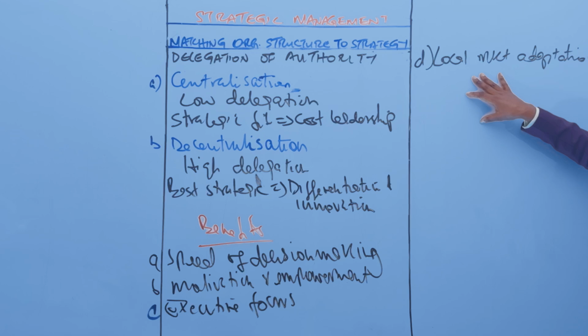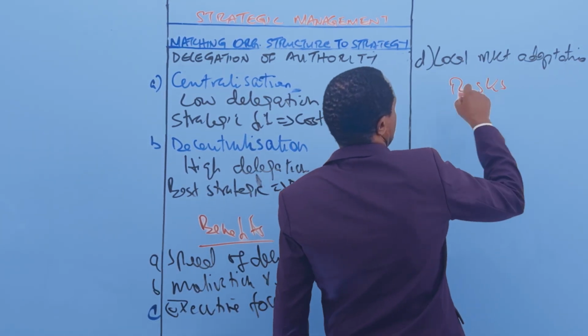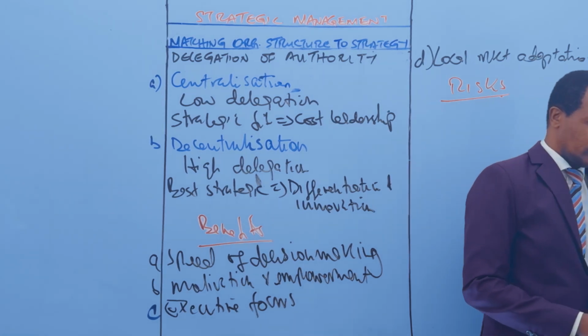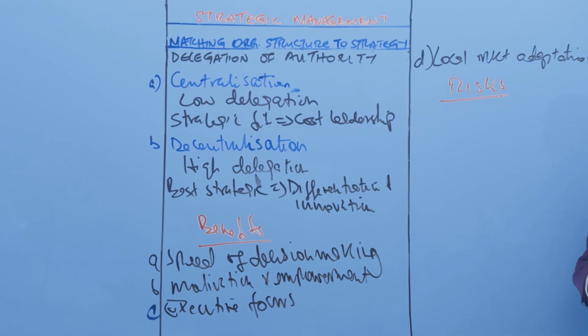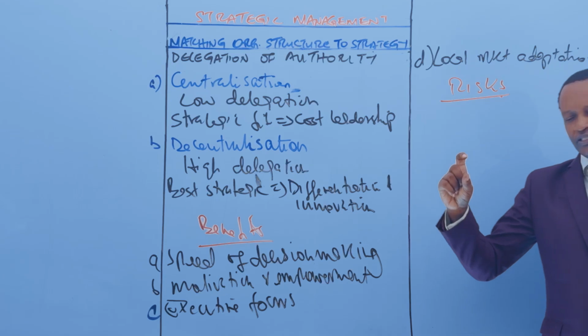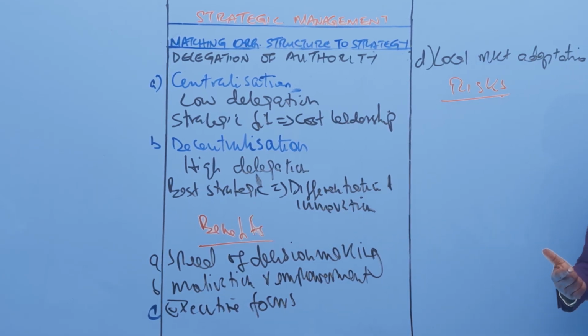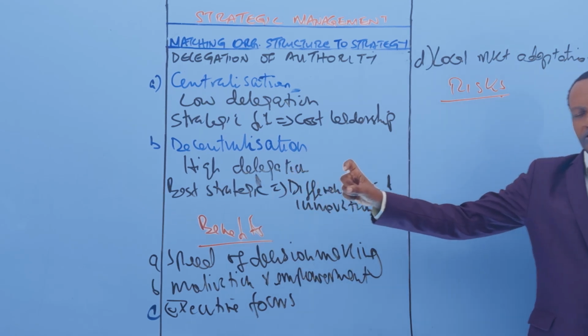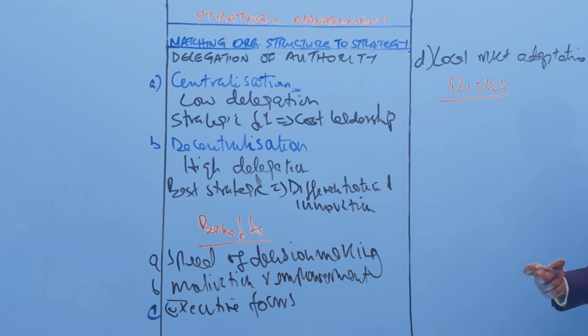Then there is also the question of the risks of delegation. If there are benefits, then there ought to be also some risks. Now, the primary risk of delegation is strategic drift, where the various parts of the company start moving in different directions. That is the main disadvantage of delegating authority.